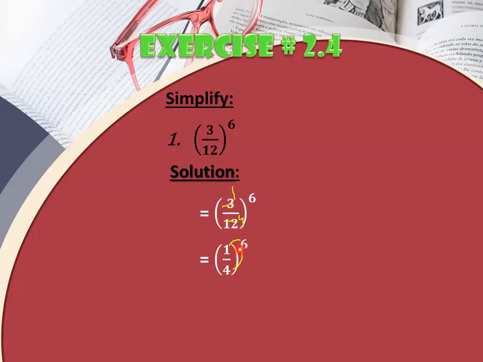If we multiply this 1 by 6 times, what will be the answer? Obviously 1. So in the numerator we will write only 1, but in the denominator we are going to multiply this 4 by 6 times, just like here, 4 multiplied by 4 multiplied by 4 multiplied by 4 multiplied by 4 multiplied by 4. And now what will be the answer? 1 upon 4096 is the answer. So first you will reduce it, then you will apply the powers over each numerator and denominator and then simply solve it.